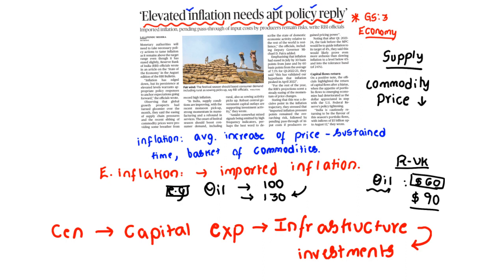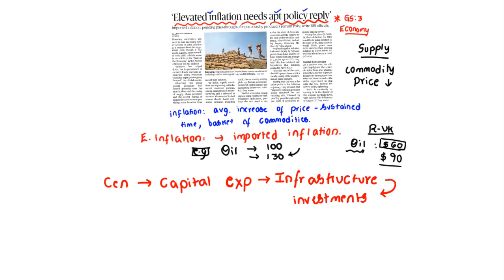Because of this reason, RBI in its bulletin report is asking the central government to increase its capital expenditure. Clear? These are the reasons, and even the article clearly tells there is one committee called the Monetary Policy Committee.